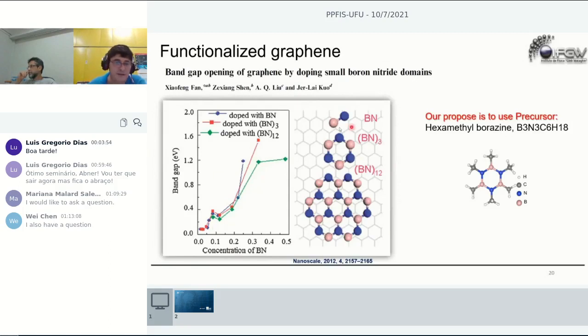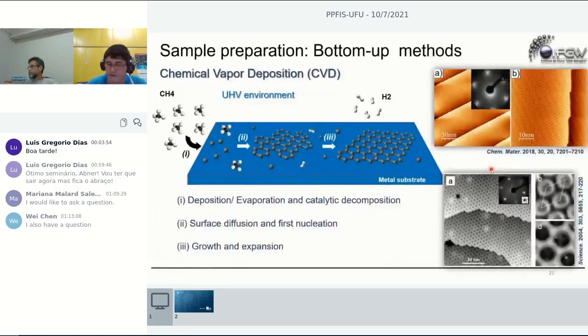And what they have seen is that if you use, for instance, this one, you could go after 30% of these BN units doping the material, and you could open the band gap almost 1.5 electron volts. And our proposal is to use a precursor, a molecule that already has this kind of structure, but also carbon, to grow the graphene at once. We have these methyl groups here, and the idea was splitting the hydrogen and connecting everything.